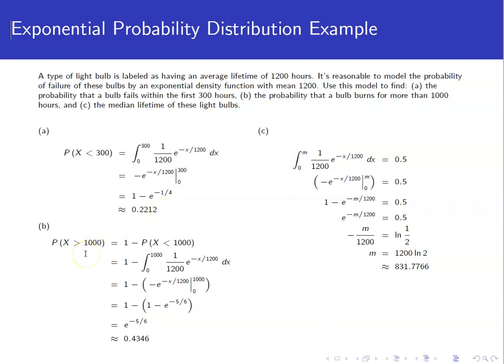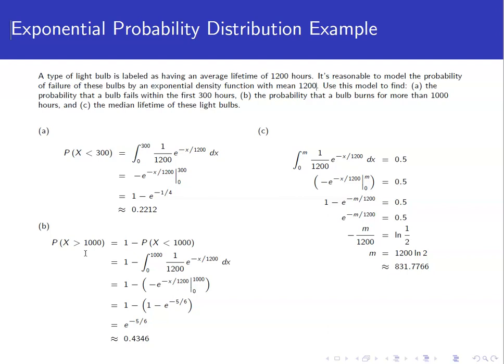For part B, we want the probability that the bulb burns for more than 1,000 hours. So we want the probability that x is greater than 1,000. Well, we could set this up as the integral from 1,000 to infinity and integrate the PDF. However, that's an improper integral, which requires me to take a limit, and I'd rather avoid that if I can.